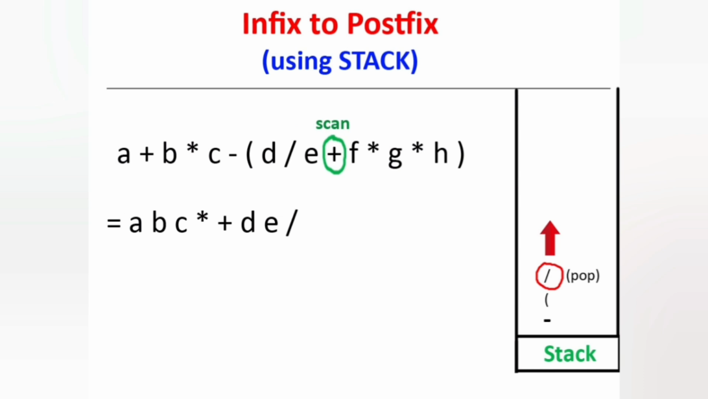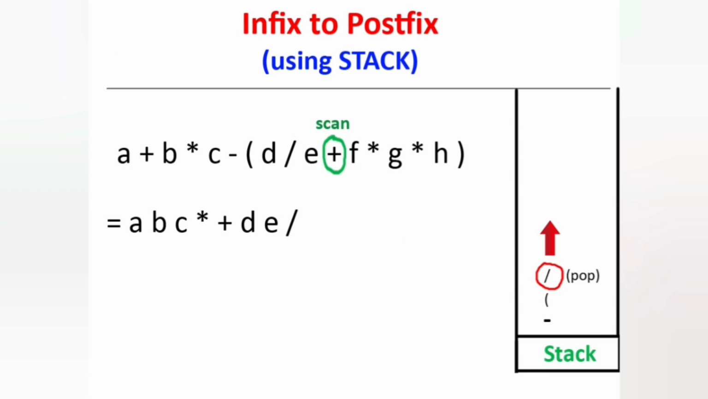Next is the plus. Plus is an operator, and it has lower priority than the slash, which is already present. As I mentioned before, a lower priority operator cannot be pushed on top of a higher priority one. So first the slash, the division operator, is popped out and placed into the expression here, as you can see. Okay, now move to the next.